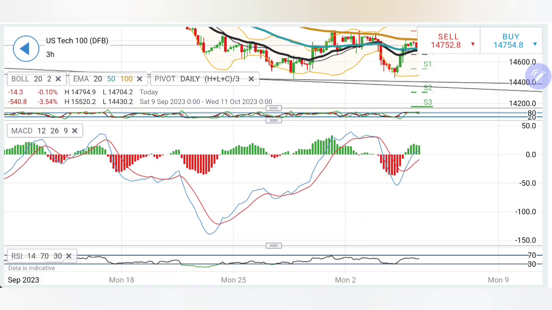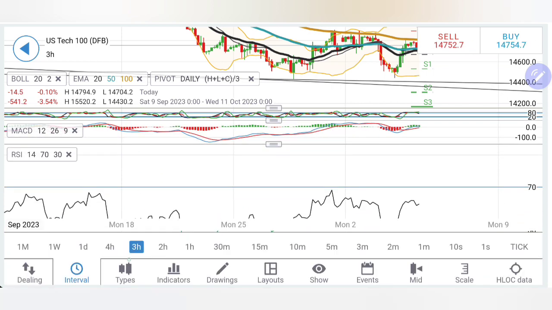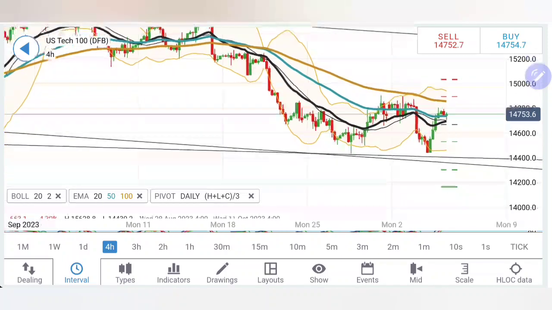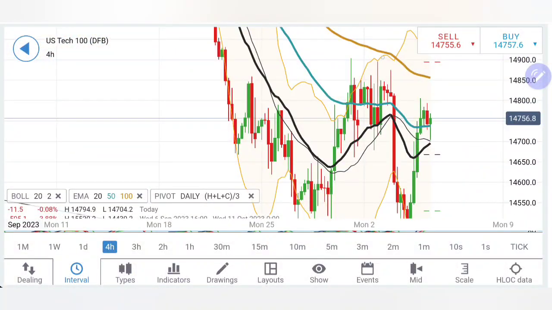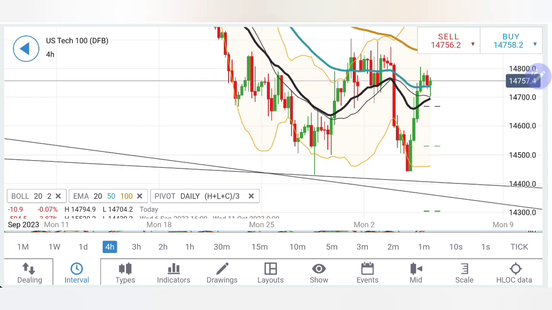Stochastic was overbought, trying to cool down. MACD is in green, trying to converge a bit, and RSI is also trading comfortable, neither bullish nor bearish. Coming to the 4-hour charts, lower highs consistently. This is something you should watch out for, and thus 14,800 remains a critical level for today. If you see Tech 100 staying beyond 14,800, just stay long, 14,848, 850 first, 14,889, 920 second, and then the sky is the limit on the upside.